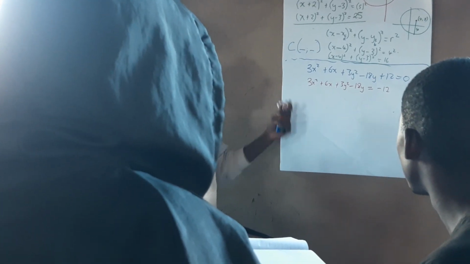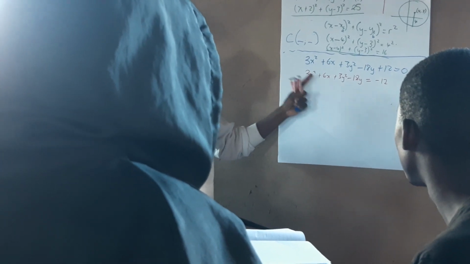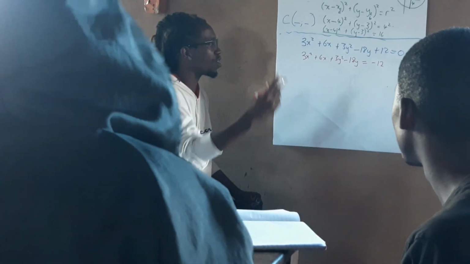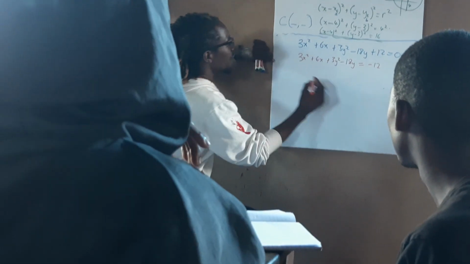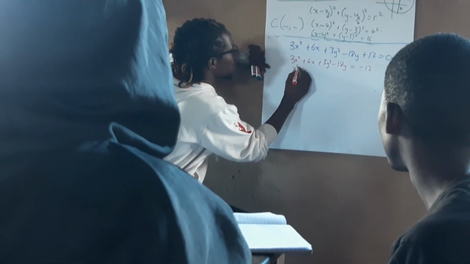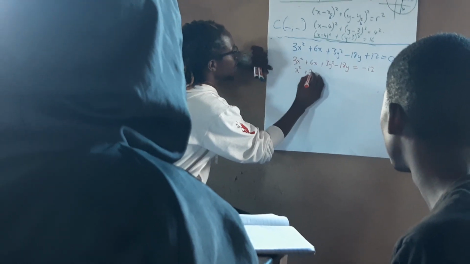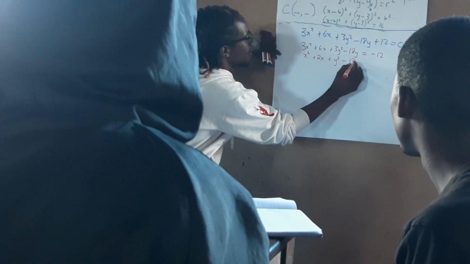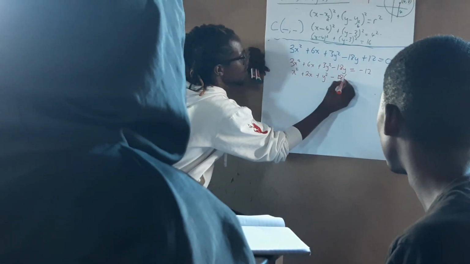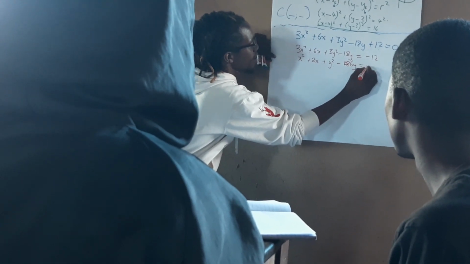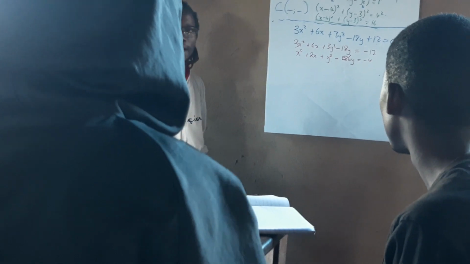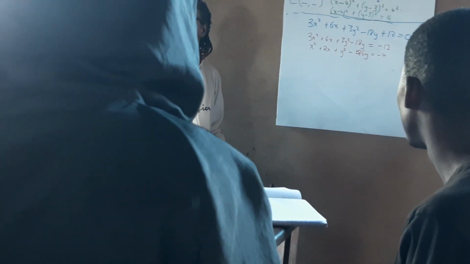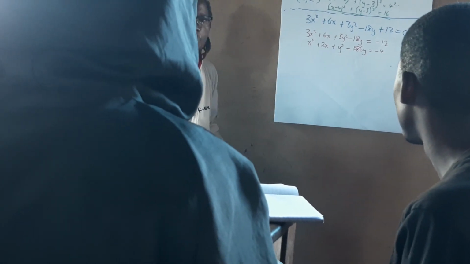And then what's next? We are going to divide everything by 3, so divide throughout by 3. This will give us x squared plus 2x plus y squared minus 6y equals negative 4. What is the next thing? The next thing is we are completing the squares on both x and y.